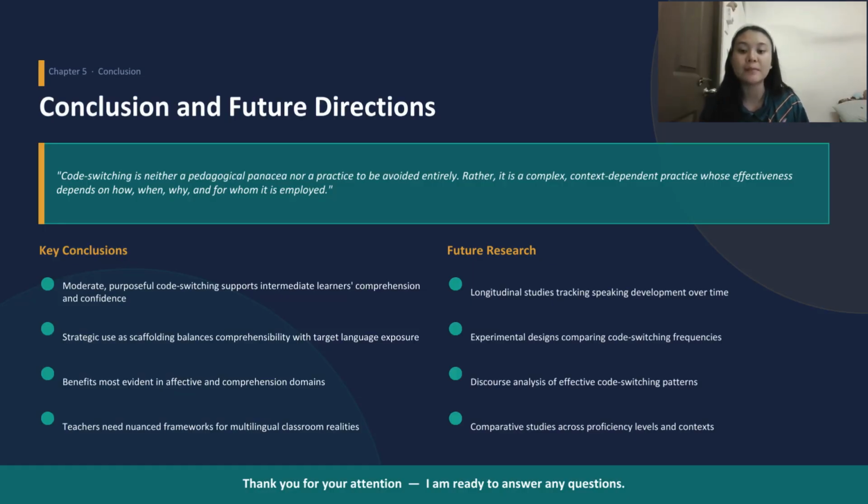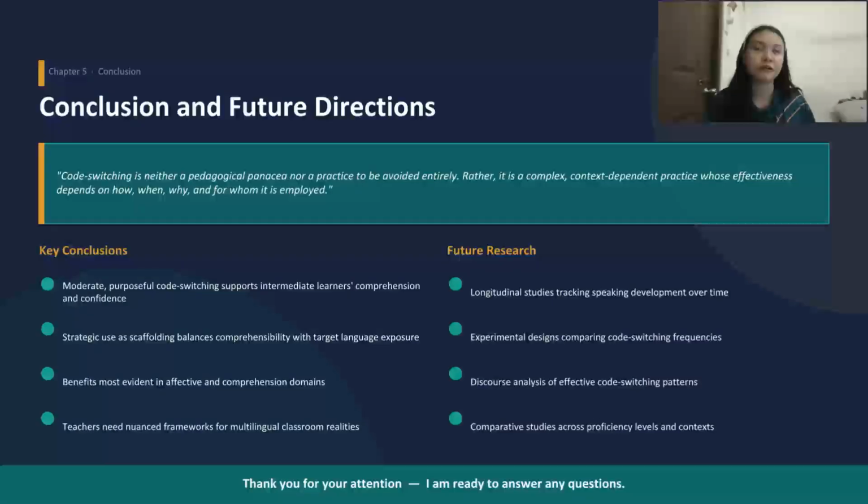The second one is about the strategy, on how scaffolding can use this code switching to help the students speak really well. And the third one is about the benefits of this code switching. And number four is about the teachers and how they are going to use the practice and also maintain it during real class time.